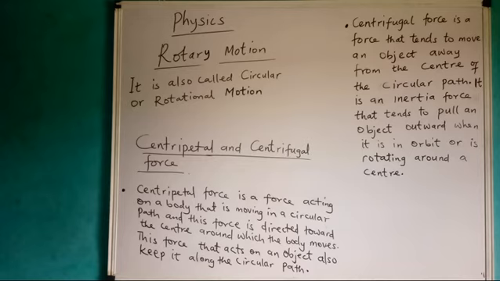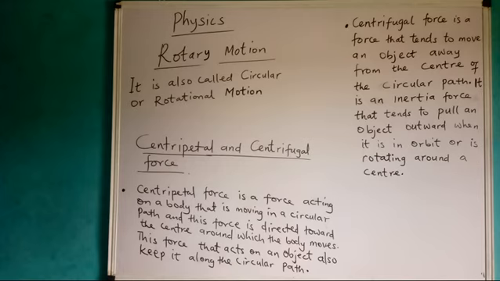But the centripetal force keeps the body along the circular path. This centripetal force enables the body to remain along the circular path. But the centrifugal force keeps this body away from the circular path. Okay, you can see now.